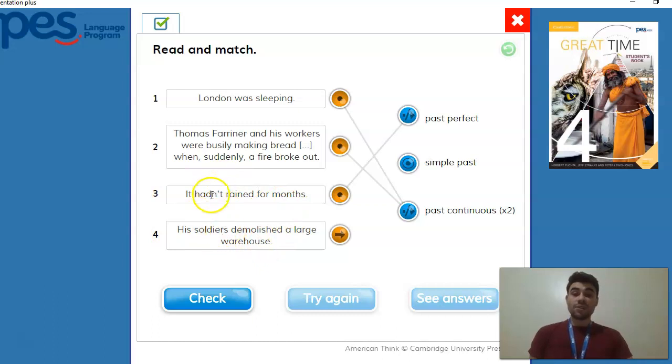And finally, number 4, his soldiers demolished a large warehouse. So here is very different from 1, 2, and 3. Why? Because we only have the verb demolish in its past form, right? Why the past form? How do we know it's only the past form and not the past participle form? Well, because remember that to have the past participle form of a verb, we need to have another auxiliary verb before, just like in number 3, we had the verb had, right? Have in its past form as an auxiliary, so it changes the next verb.